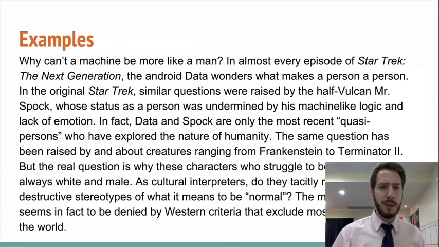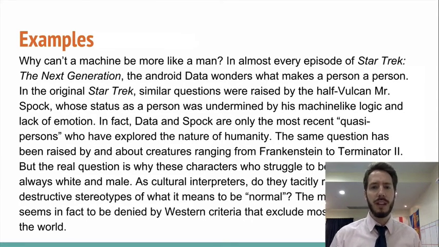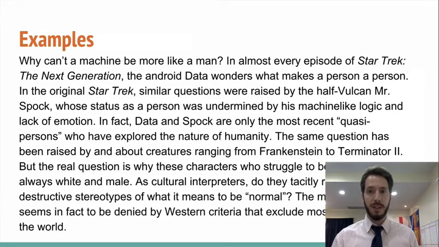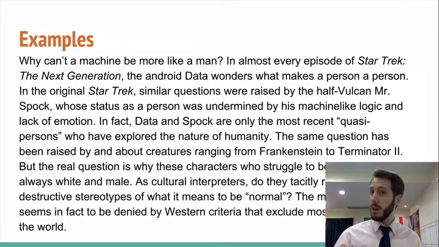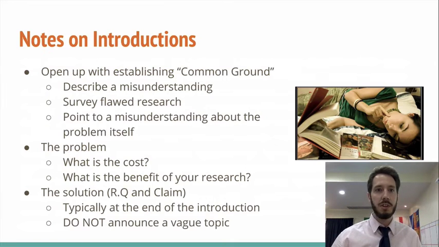"The model person seems in fact to be denied by Western criteria that exclude most of the people in the world." So that's going to be their claim. It's also the response to their problem. Now, this isn't the rigor that I would expect in AP Seminar. We're going to look at an example from an AP Seminar introduction, but you could see those three main components in this small introduction section.